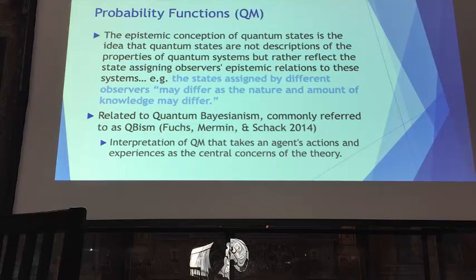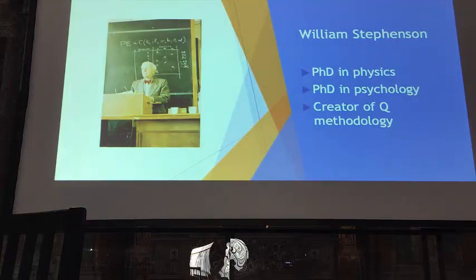I had to address QBism and Q in my book chapter, which is edited by Tony Onwuegbuzie and John Hitchcock, who are, I'll call them, bigwigs in the land of mixed methods research, primarily in education. And so here we see that the interpretation of quantum mechanics takes an agent's actions and experiences as the central concerns of its theory. Of course, we all know that William Stephenson had a PhD in physics and a PhD in psychology, and he created Q. And so we can see, again, these connections between quantum mechanics and Q.